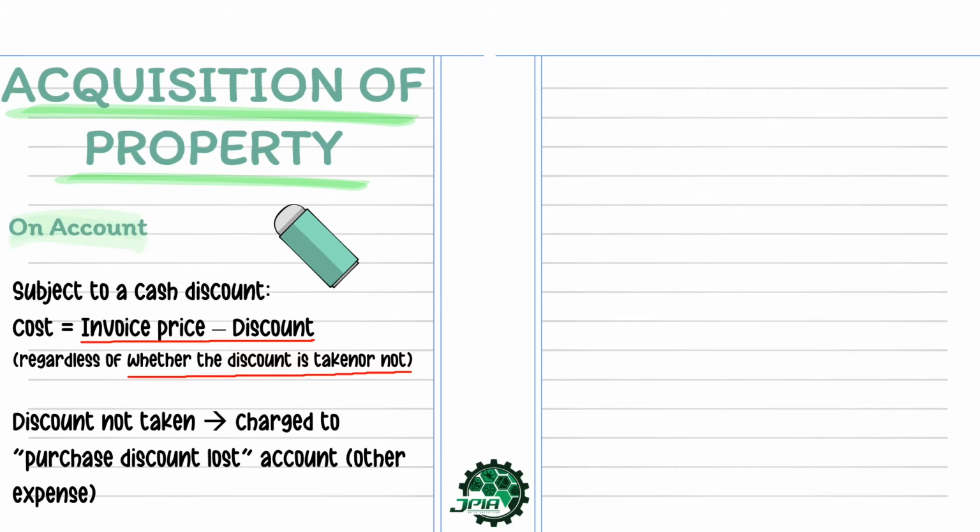Why? Because if the discount was not taken, we should record it as purchase discount loss, which is part of other expenses in our income statement. Okay? So, therefore, we really need to know if that PPE has a discount.